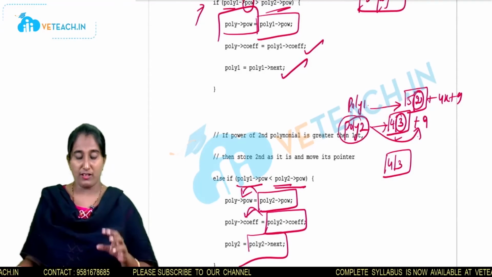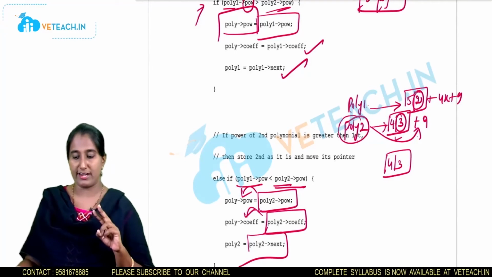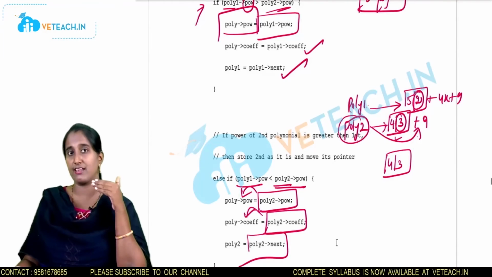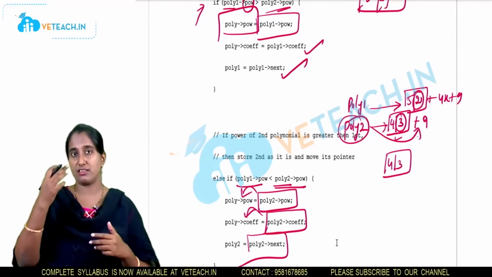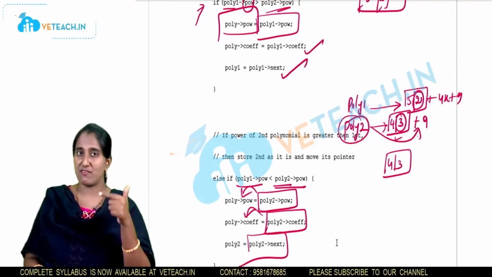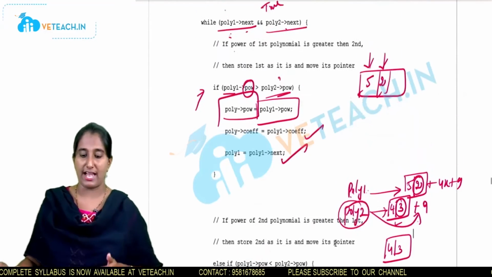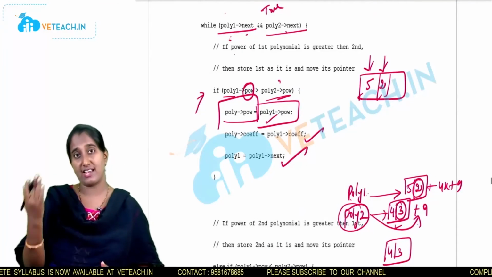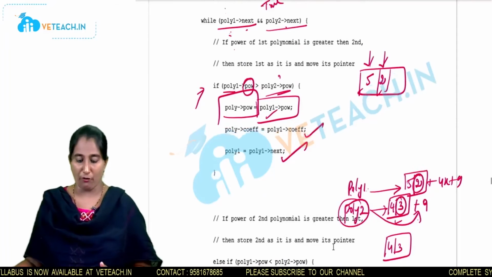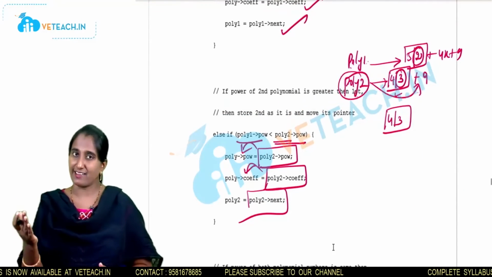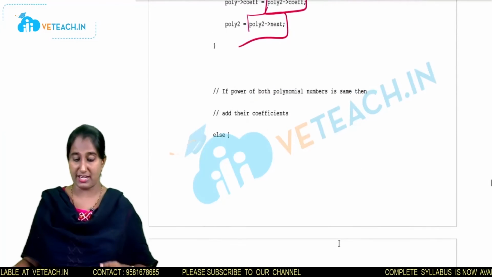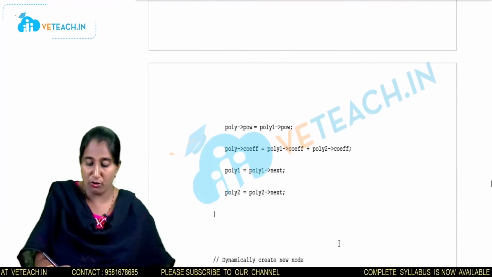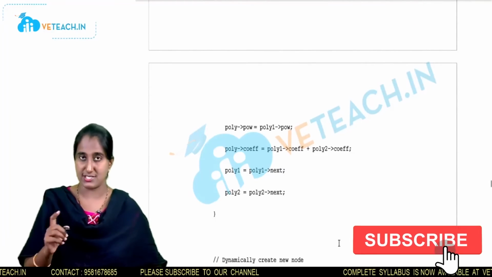Okay. So there are two conditions. Whenever we take the very first node from the first equation, we should consider the two powers. If the first power is greater than the second power, we should carry the first expression to the output, or else we should carry the second expression to the output. If both powers are equal, then what do we need to do? We need to add the coefficients, isn't it?